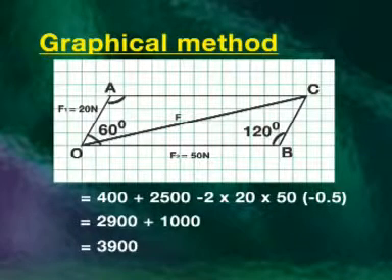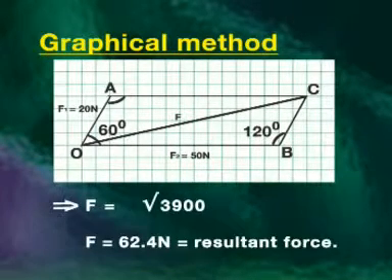This equals 2,900 plus 1,000, and that equals 3,900. The square root of this value gives us F equals 62.4 newtons, which gives us the resultant force. The angle between F and F2, that is the 50 Newton force, can be found using the sine rule as follows.